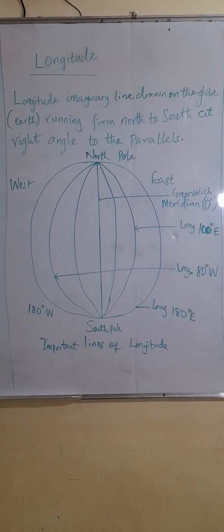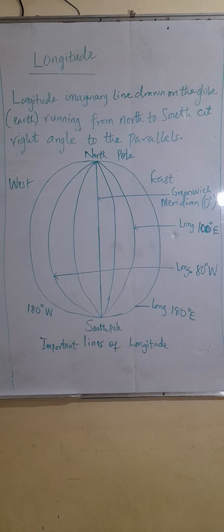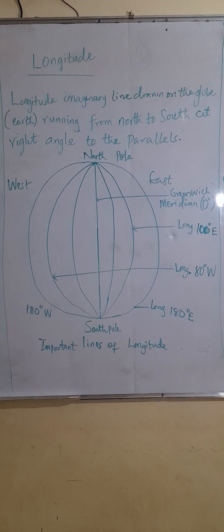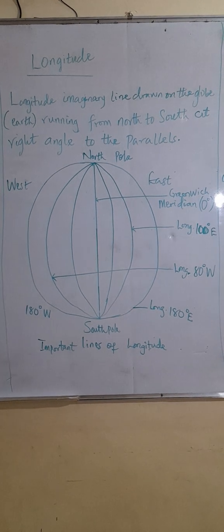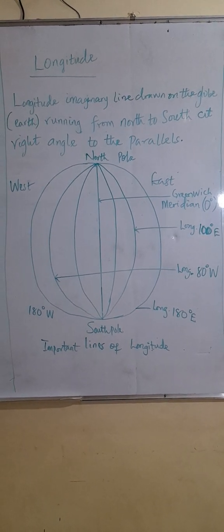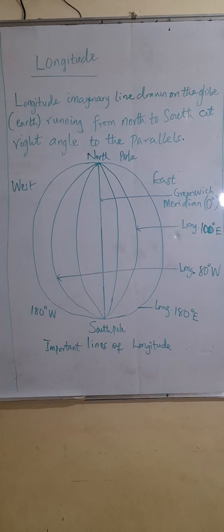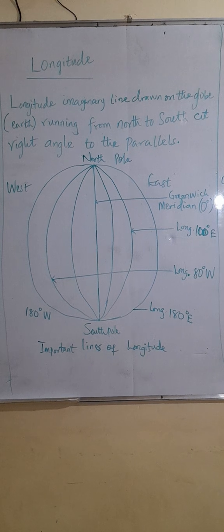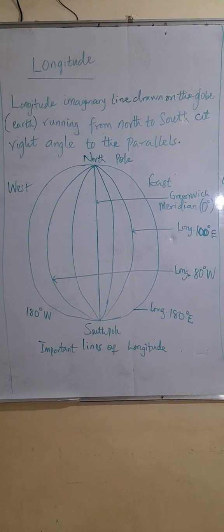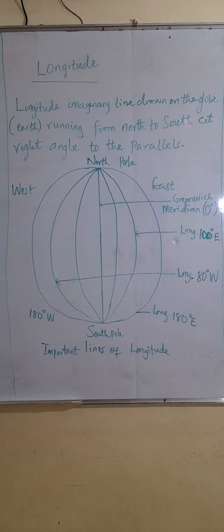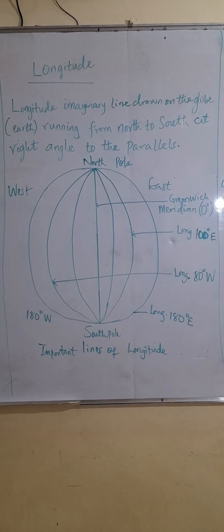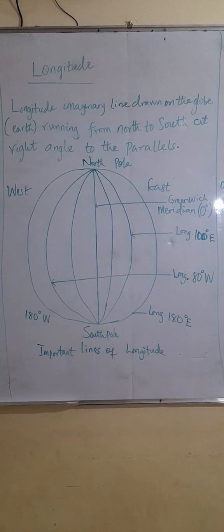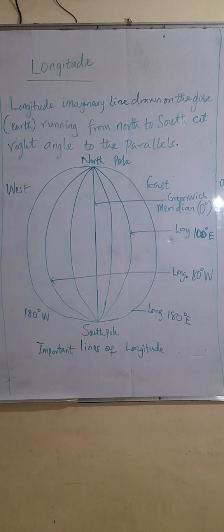Then all lines which run from north to south are called lines of longitude. You can see the Greenwich meridian, which is 0 degrees. The second one is longitude 0 degrees east. These are lines of longitude in the eastern part.